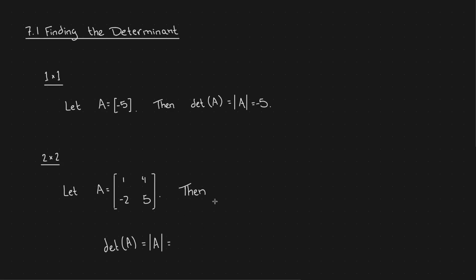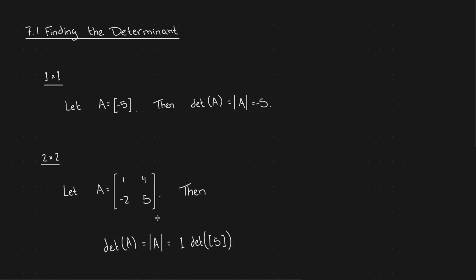So what we're going to do is expand along the first row. I'm going to grab the first entry in the first row, imagine canceling out the row and column, and then multiply it by the determinant of what's left over. So in this case, that would be just a 5. So I have 1 times the determinant of the matrix with just a 5.